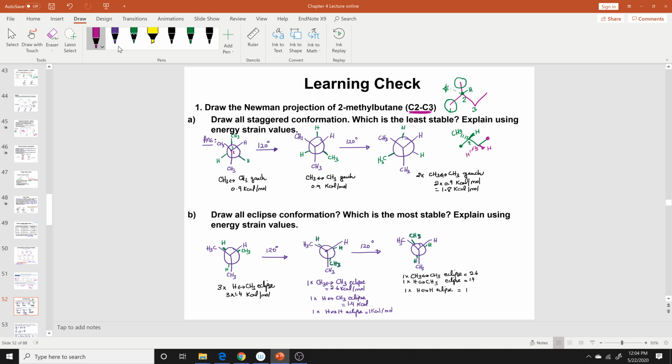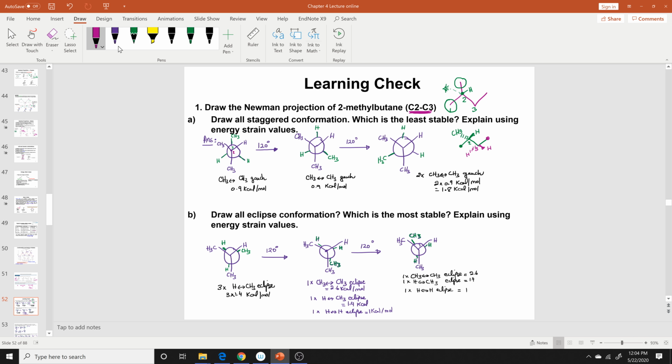Now, I cannot call this anti. Reason why? Because I have another CH3 in here. Normally, anti is whenever you have your big groups 180 degrees away from each other. But I have this other CH3 over here, so this is not called an anti. I need to calculate its energy to see if it's stable or not.